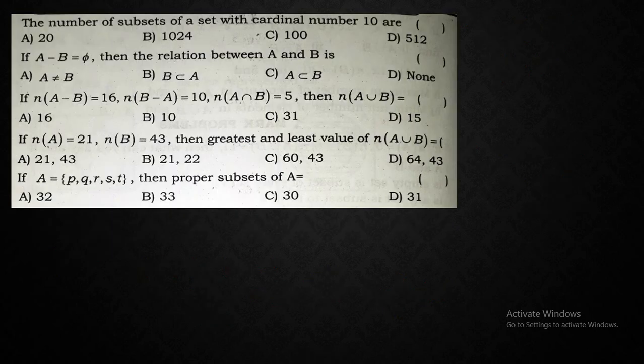Next, the number of subsets of a set with cardinal number 10. If the cardinal number is n, then the number of subsets is 2 power n, which is nothing but 2 power 10. 2 power 10 is 1024. So the answer is 1024.